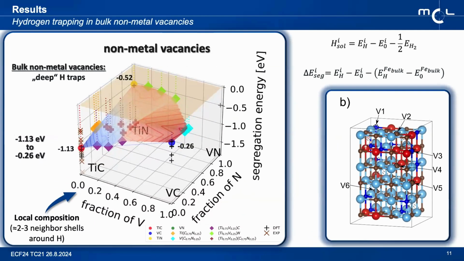I rather want to focus on where it likes to go, which is the non-metal vacancies, so carbon or nitrogen vacancies. It's also no big surprise. We already know that these structures have vacancies and hydrogen may sit there. And it's also no big surprise that titanium carbide has the biggest attraction for hydrogen. Here we actually don't plot the global composition, but the local composition, which is the composition in the very vicinity of these hydrogen atoms, which is of great importance. In principle, here you can see the chemical dependence of the hydrogen segregation to non-metal vacancies in these carbides.